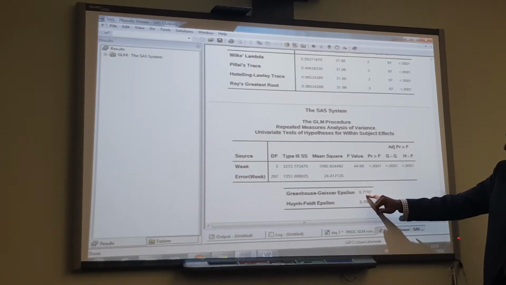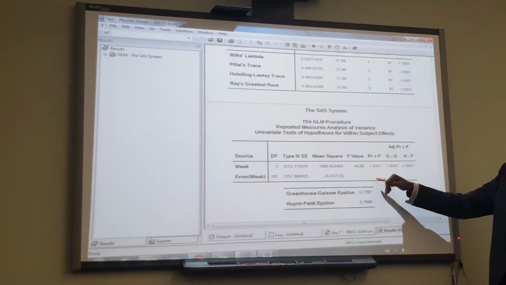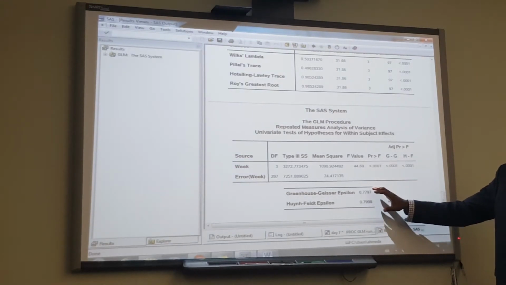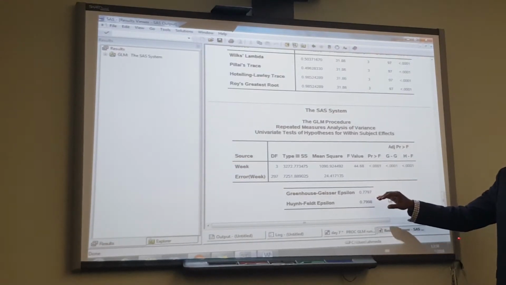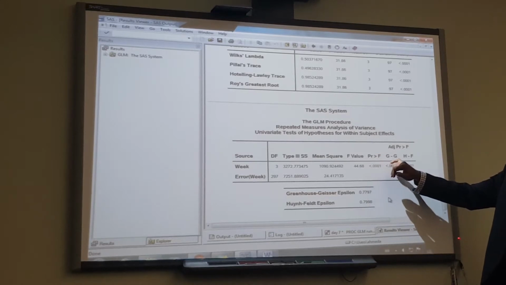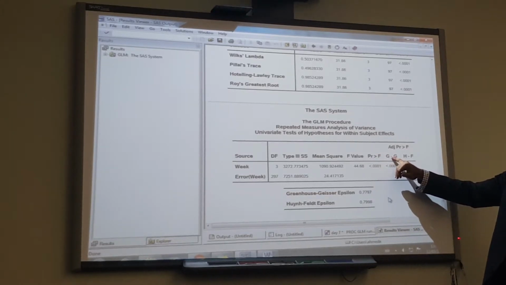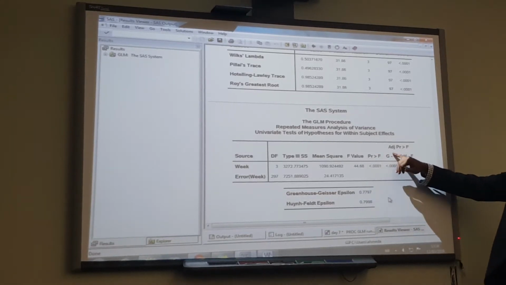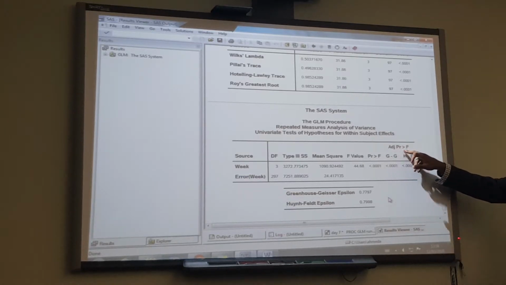It gives you the value. This is not the p-value. So don't confuse the value of Greenhouse-Geisser with the p-value. The last table just gives you the value, which is just like a chi-square value, or a t-test value, or F value. Now the p-value for Greenhouse-Geisser is the one in the middle here, GG, which is adjusted for degrees of freedom. This is the Greenhouse-Geisser. GG, this is the p-value. Yes.